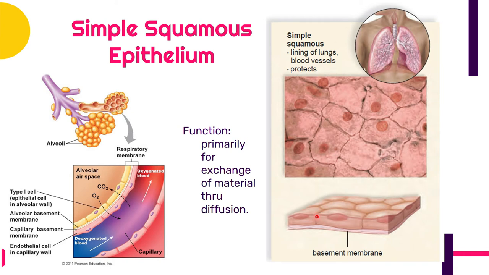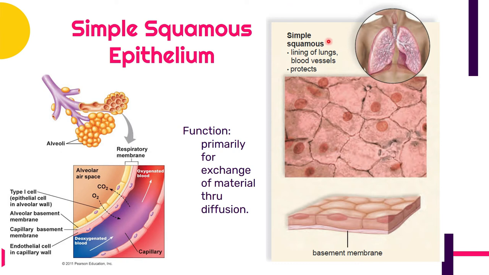So where can we find simple squamous epithelium? We can find simple squamous epithelium on the lining of the lungs. So that would be further inside the lungs. You are familiar with this one, the alveoli, or singular form alveolus, or another name for this structure is the air sac. So in alveoli or air sacs, that is where the exchange of gases will occur. So, the exchange of oxygen gas and carbon dioxide gas.